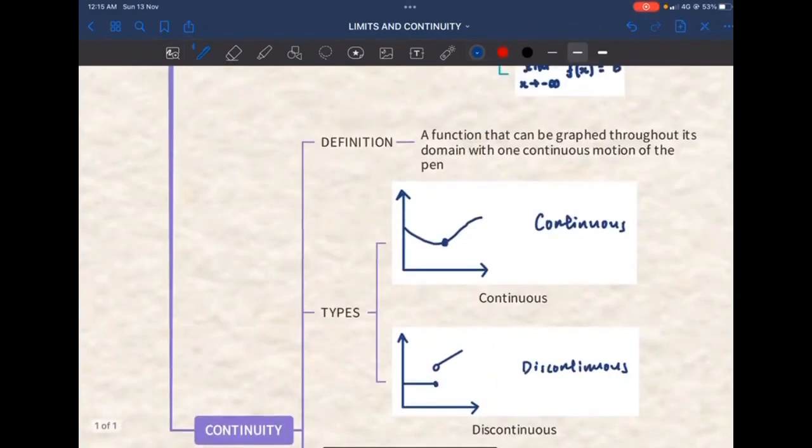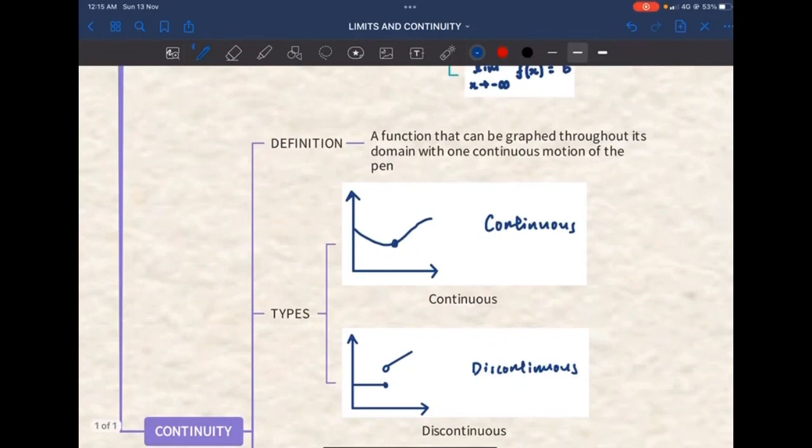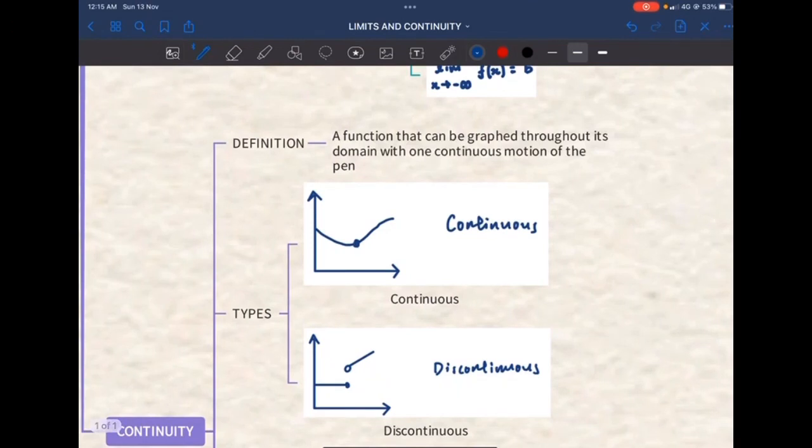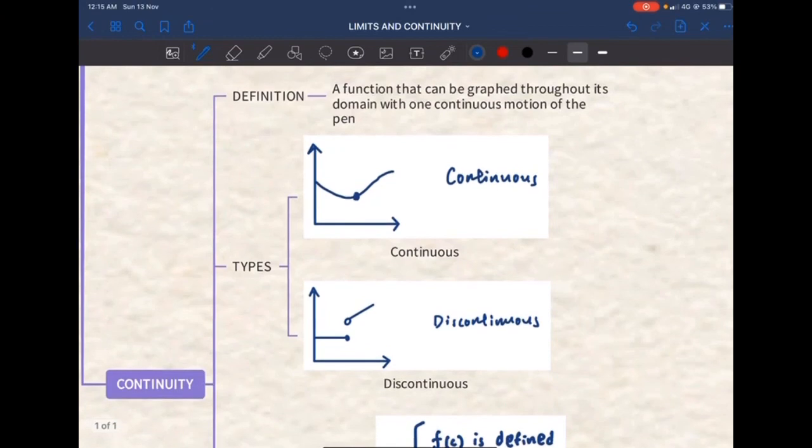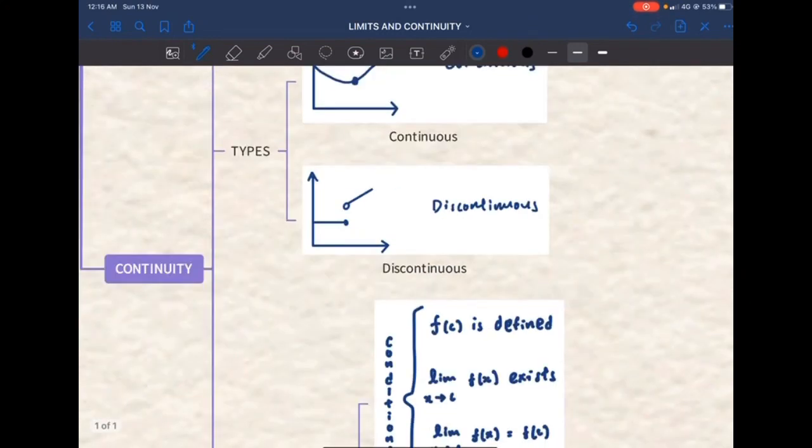Continue with continuity. Basically the definition of continuity is a function that can be graphed throughout its domain with one continuous motion of the pen. There are two types of continuity, that is continuous and discontinuous. As you can see from the graph, continuous is one connected line, and discontinuous is two separate lines.